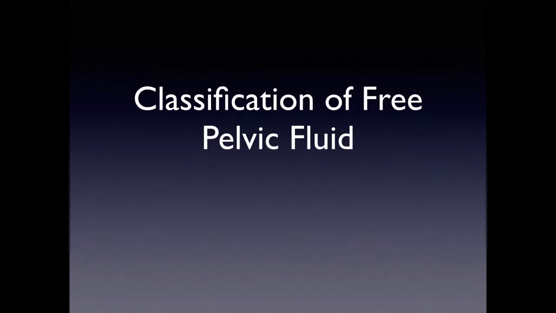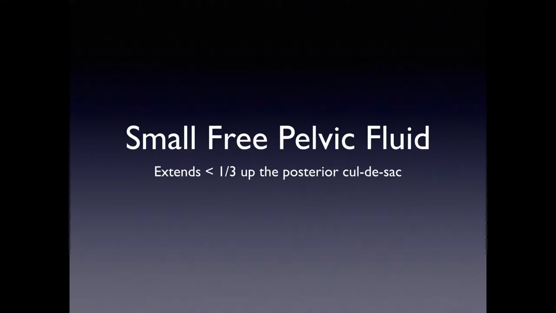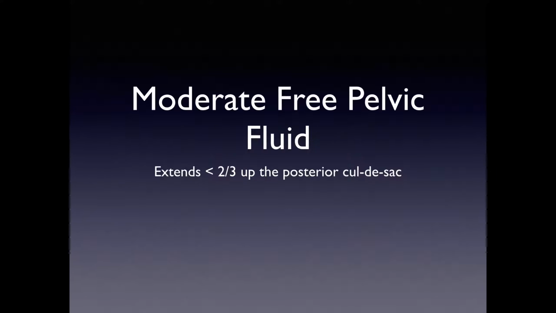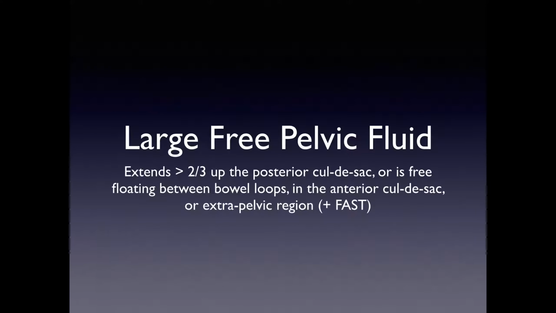So what does it mean when we say large free pelvic fluid? Let's take a look at this. A small amount of free pelvic fluid is defined as going up less than 1/3 of the posterior aspect of the cul-de-sac. Moderate free pelvic fluid goes up between 1/3 and 2/3 of the posterior cul-de-sac, whereas large free pelvic fluid extends greater than 2/3 up the posterior cul-de-sac, or is free floating between bowel loops in the anterior cul-de-sac or extra pelvic regions, such as having a positive FAST exam.